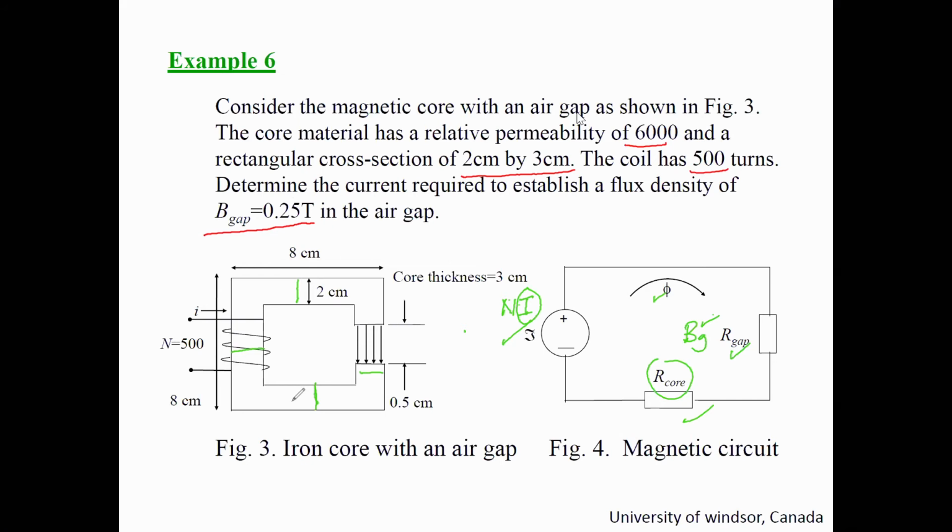So we need, first of all, to find what R gap and R core are. This is the first step. Let's start with the R gap because it's the easiest one. R gap will be the average length of the gap, which is 0.5 multiplied by 10 to the power minus 2, divided by 4 pi.